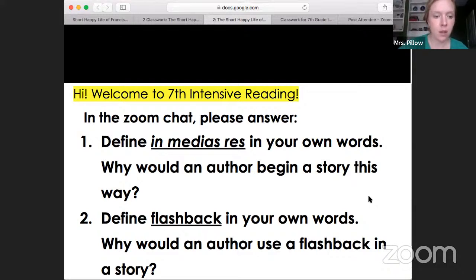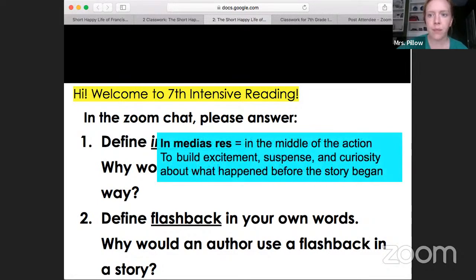Nice answer. Let me see what I said. I put my answer here. I also added to build curiosity. Do you remember last week how we didn't actually see Francis be a coward during the lion hunt? Yes. So that started in medias res, and it made us wonder what happened.